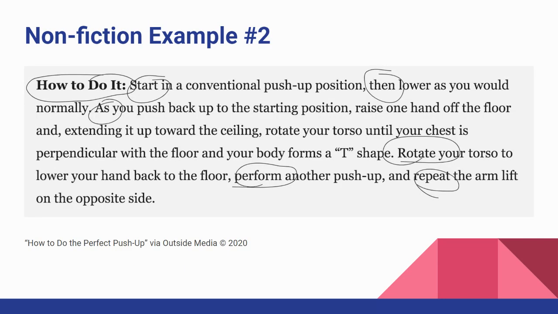The next example, this one literally says how to do it, how to do the perfect push-up. And so it tells you start, and then you do this. As you push back up, rotate, perform, repeat. All of those words are demanding the reader to do something. So these are easy ways to recognize that you are looking at a process text structure.